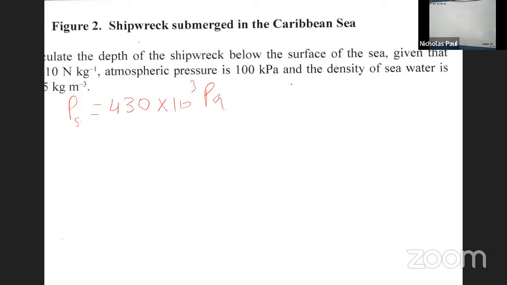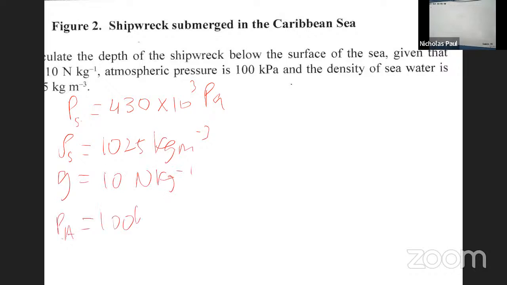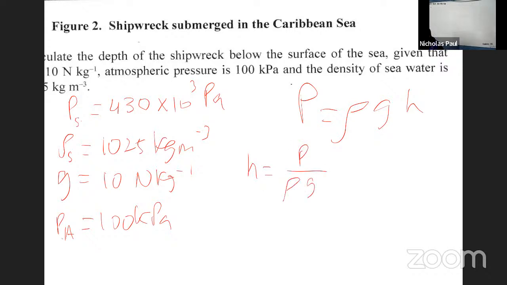What else did they give us? They gave us the density of the seawater, which was 1025. They also gave us gravity, 10. And they gave you atmospheric pressure, which you don't need yet, right? So we know that pressure is equal to density by gravity by depth. Let's make depth the subject. Depth is pressure over density by gravity. Pressure is 430 by 10 to the 3 all over density, which is 1025, gravity is 10.